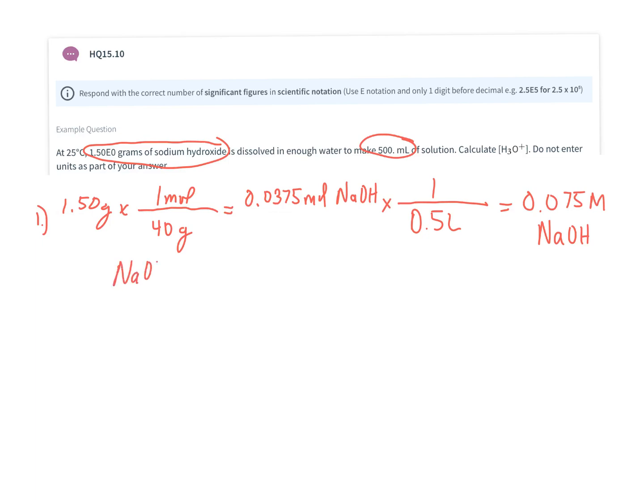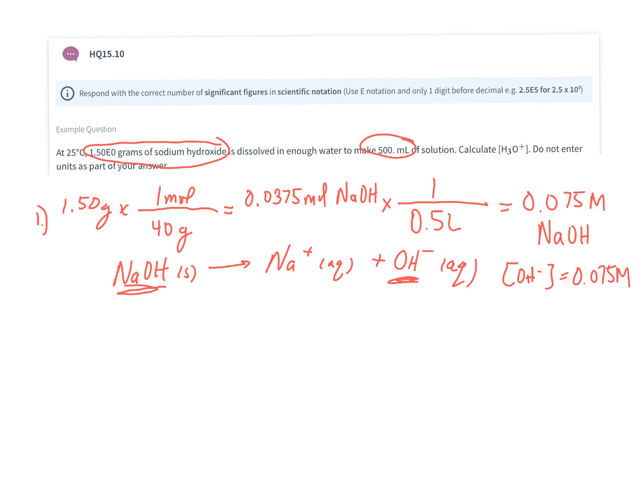Sodium hydroxide is a strong electrolyte, so when I put sodium hydroxide in solution, it's going to ionize completely to give me sodium cations and hydroxide anions. So the concentration of sodium hydroxide will equal the concentration of hydroxide in solution. So I know the concentration of hydroxide, 0.075 molar. And I'm asked to calculate the concentration of hydronium.